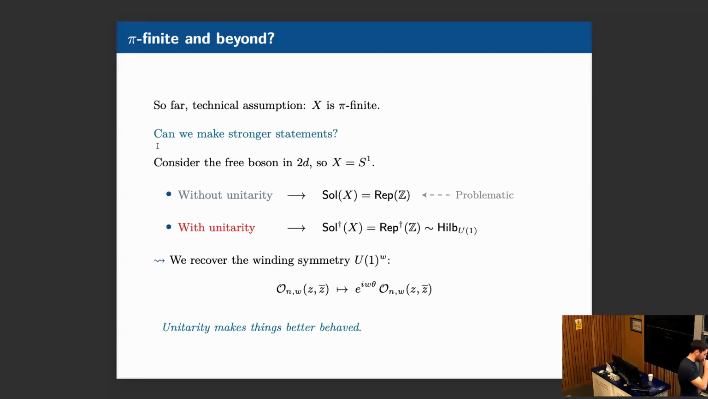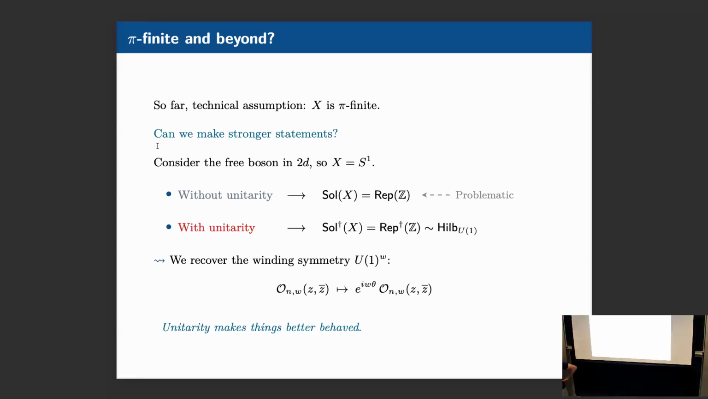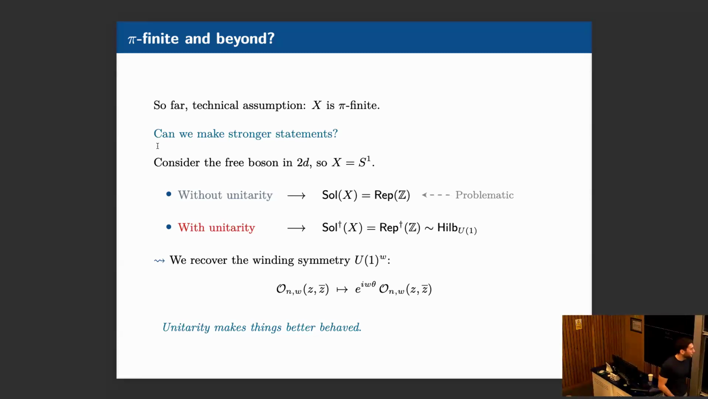So what is it telling us? Well, it is telling us that taking unitarity into the game allows us to say something which otherwise probably would not be possible, even in some simple setups like this. This example, this Rep dagger, that's just Z-graded Hilbert spaces? Is that what you're saying? No, it's U1-graded Hilbert space. Yeah. You look at the objects, you see that these are just phases essentially, right?